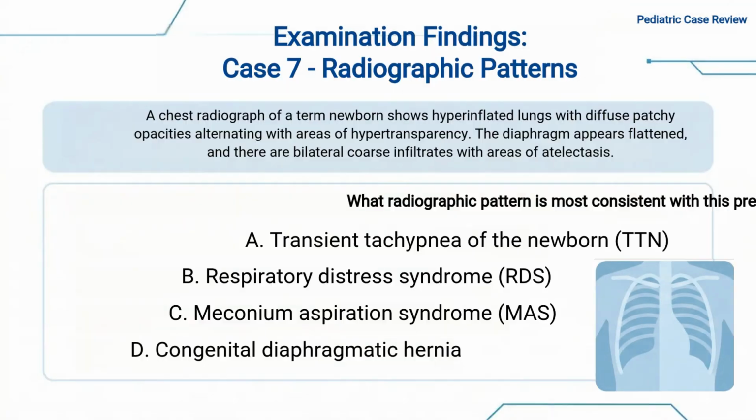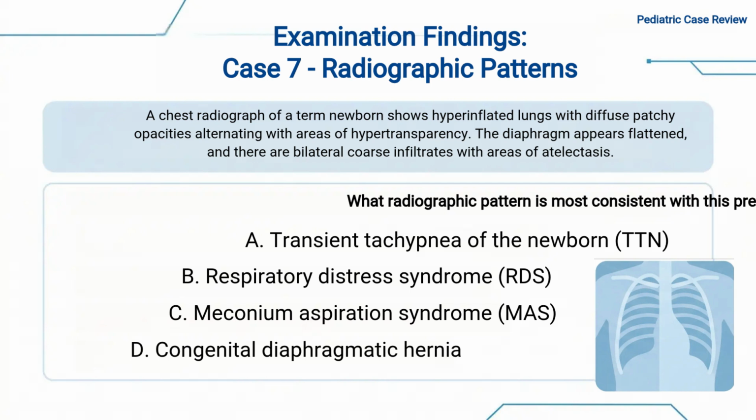Case 7. Radiographic patterns. A chest radiograph of a term newborn shows hyperinflated lungs with diffuse patchy opacities alternating with areas of hypertransparency. The diaphragm appears flattened, and there are bilateral coarse infiltrates with areas of atelectasis. What radiographic pattern is most consistent with this presentation?